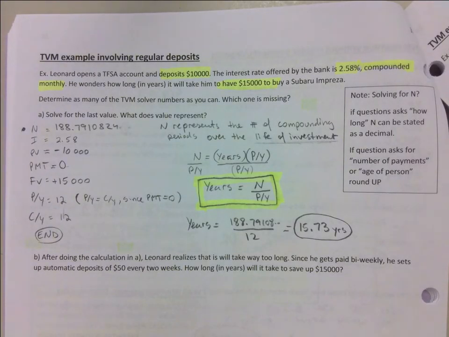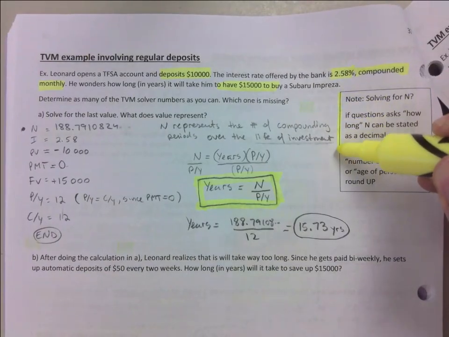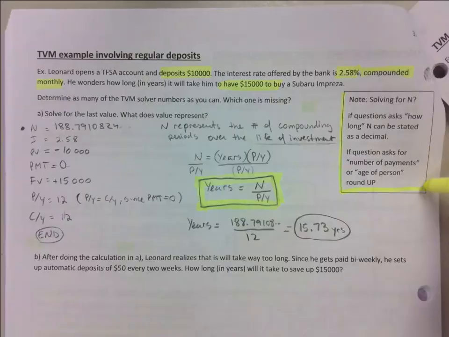So it'll take about 15, almost 16 years to make this happen. That's a long time. I think by then, you're going to want your car sooner than that, I'm sure. Okay. I will also ask you to highlight this box.